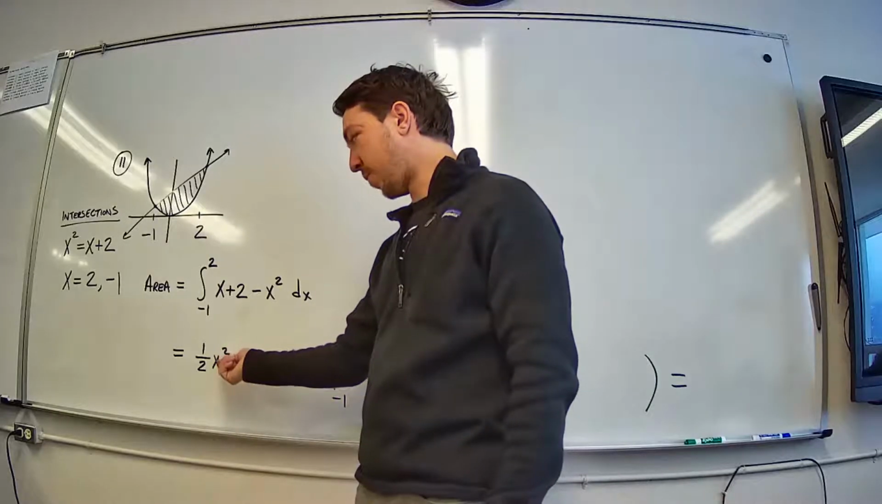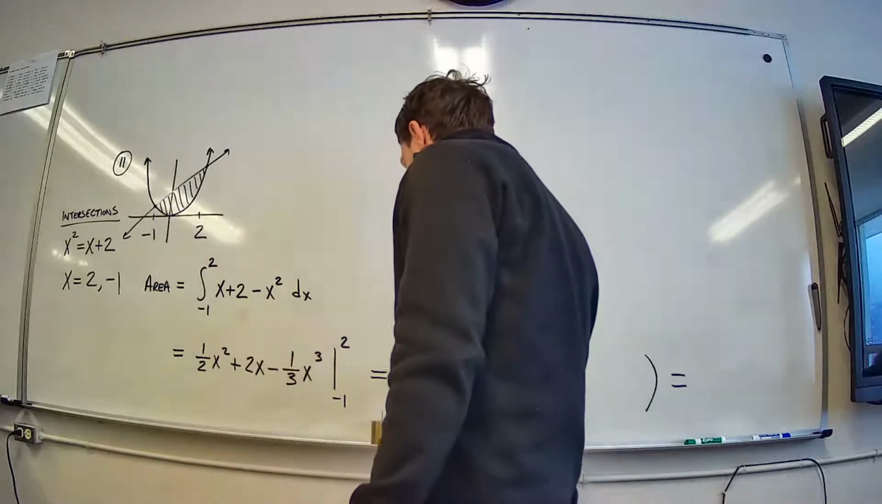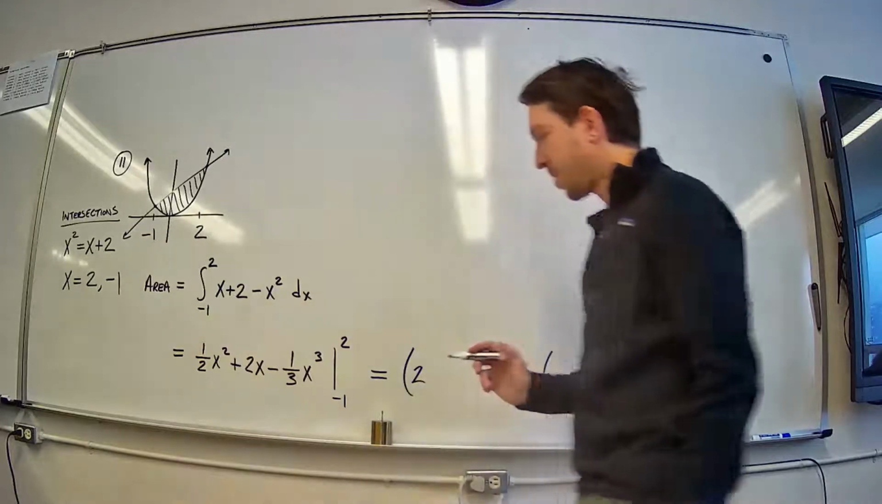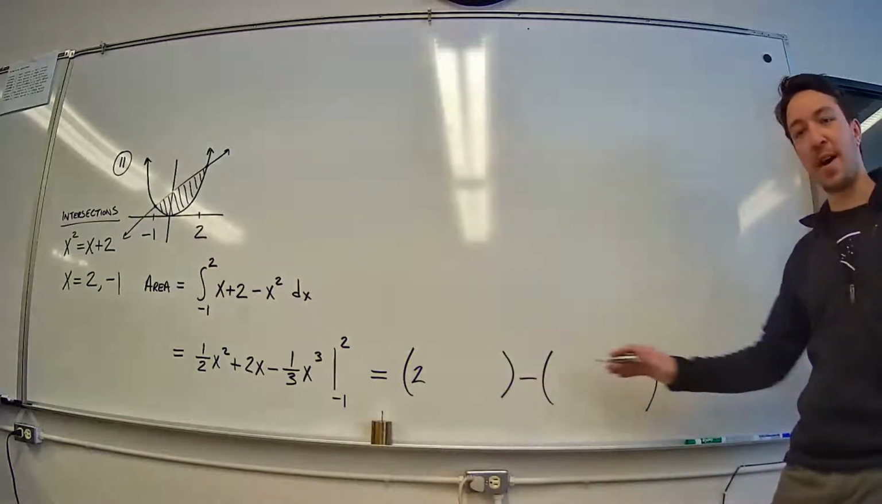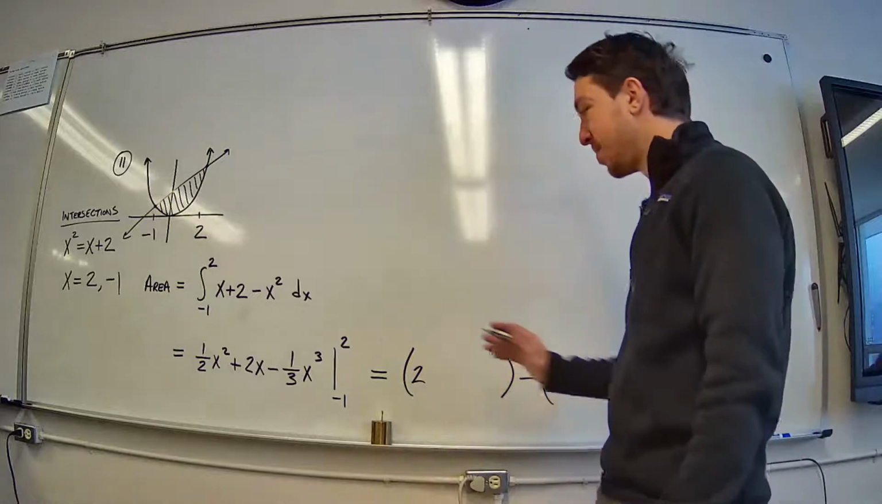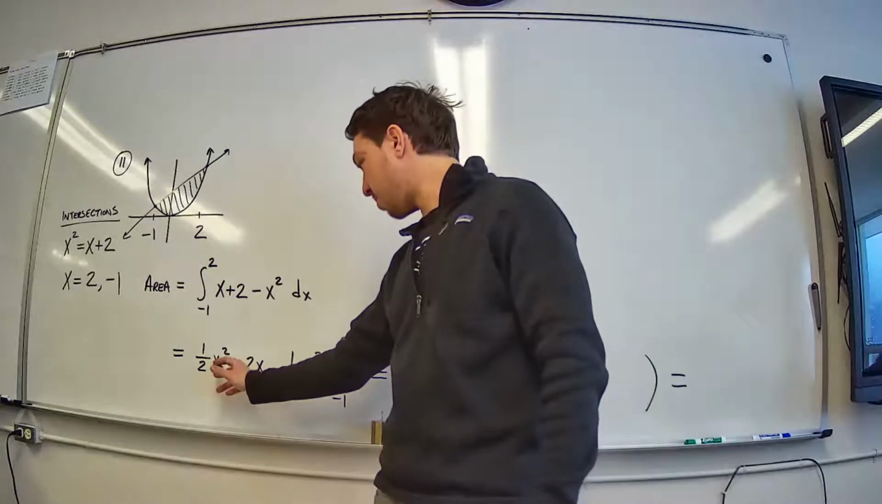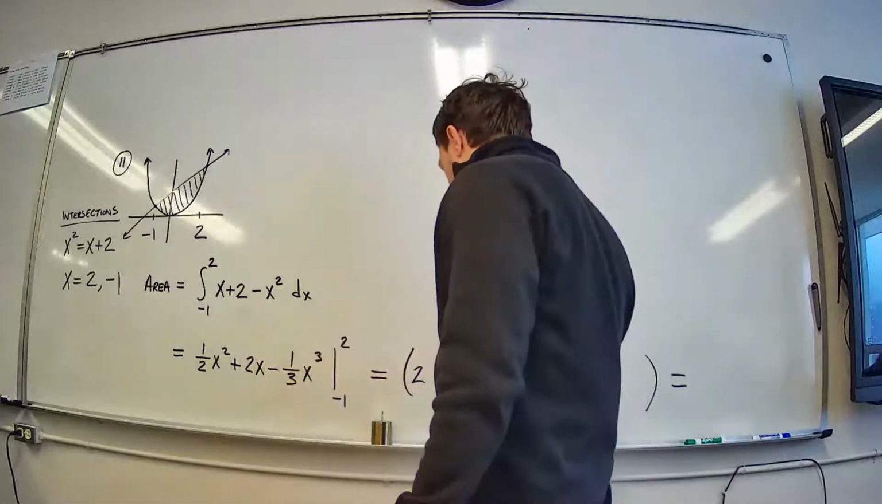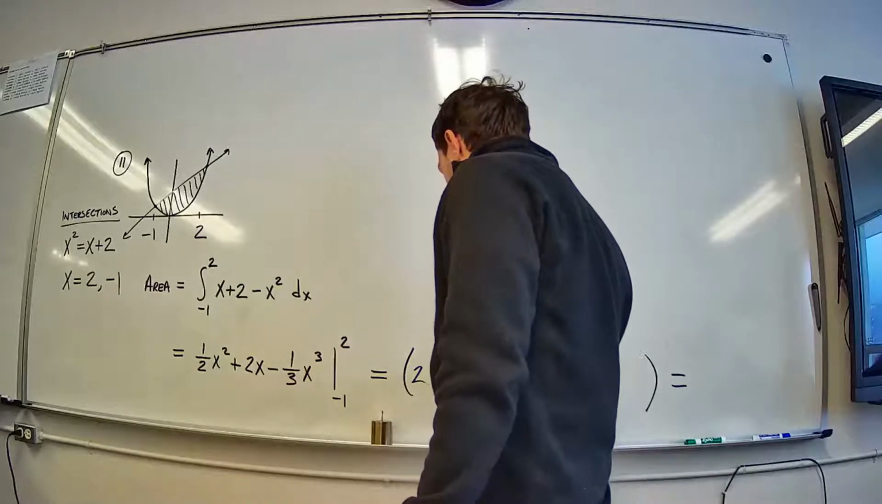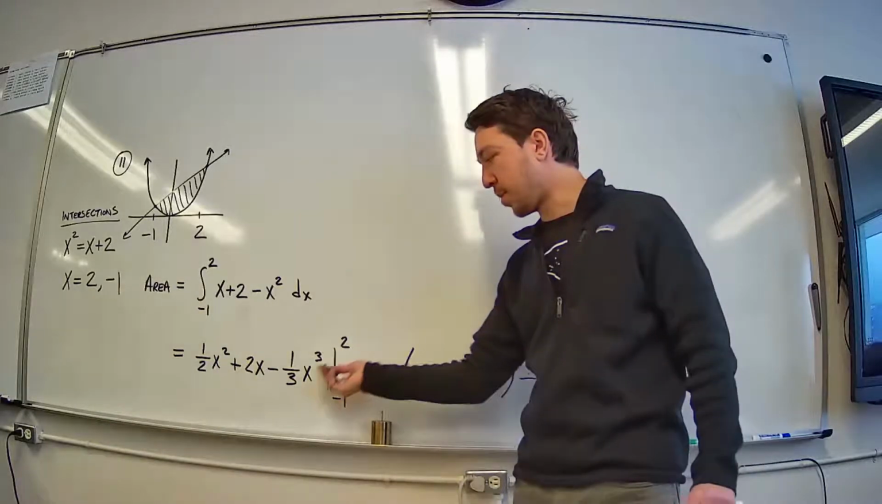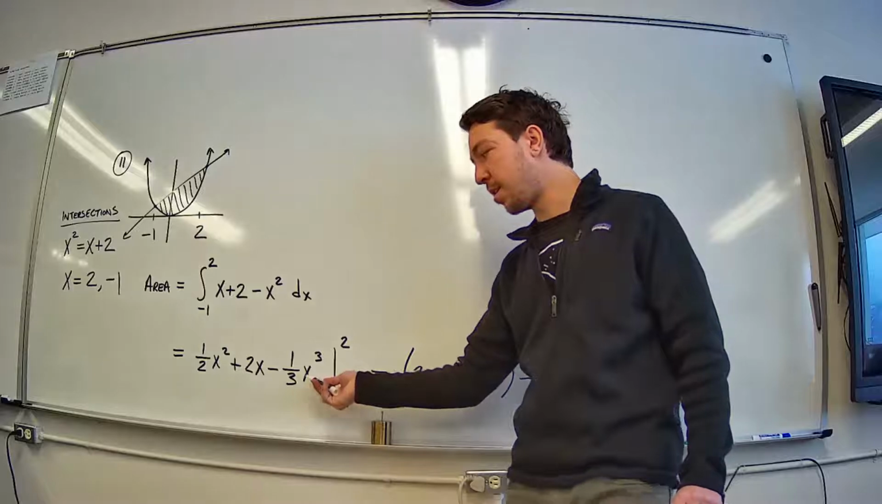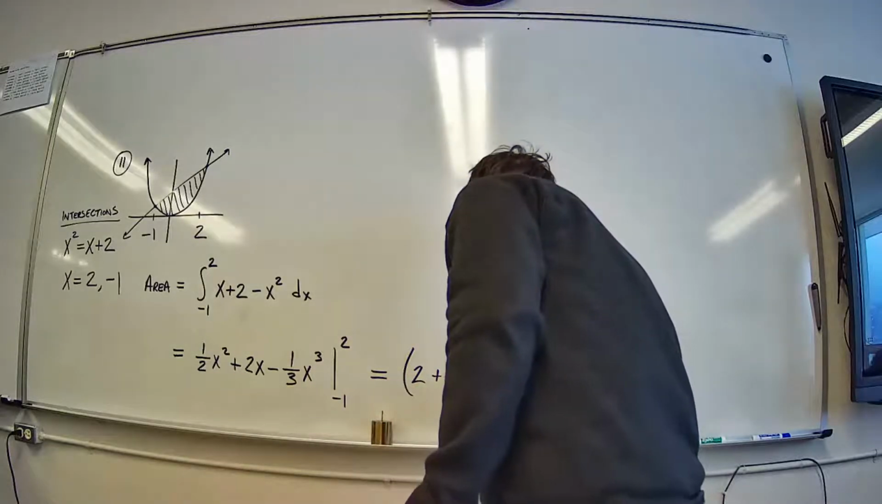Plug in 2, so you get 4 halves, which is 2. Yes, it was rushing into things. This step here might help out, one extra step. So plug in 2 gets you 2. Plug in 2 here gets you 4. And lastly, plug in 2 here gets you what? Minus 8/3.